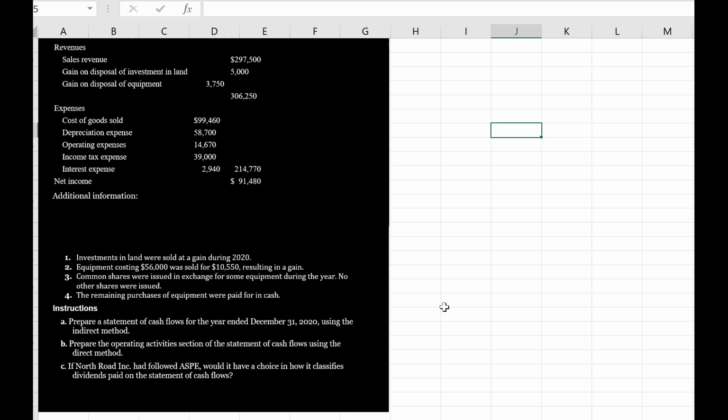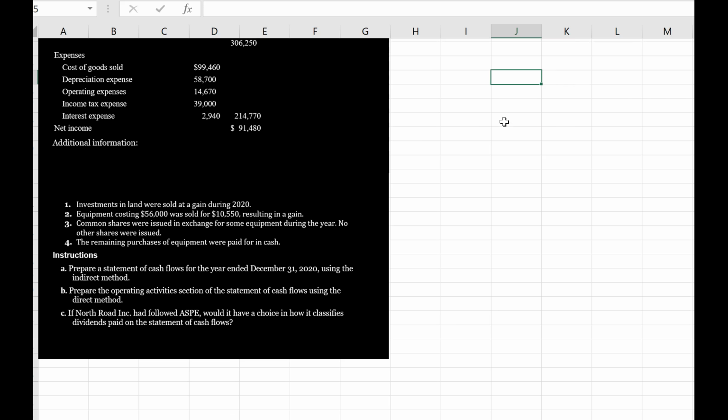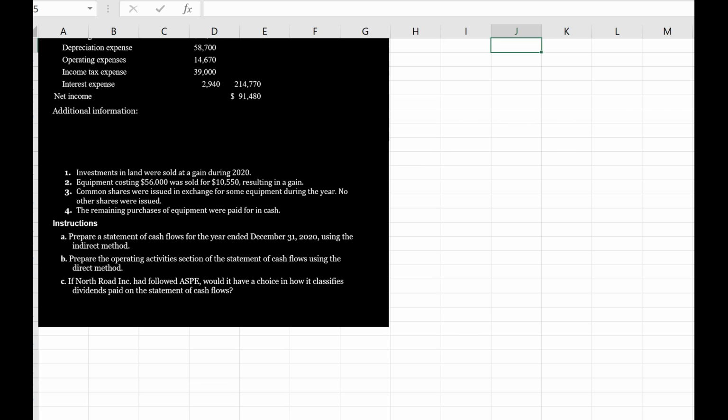And we're asked to prepare a statement of cash flows for the year ended December 31st, 2020, using the indirect method, and then next, the direct method. Okay, so let's start here. Let's do the indirect method first, and we'll just do it right beside so we can see the information easily.